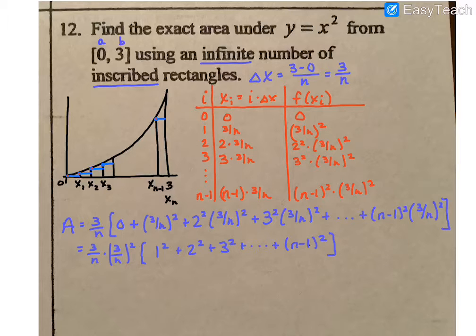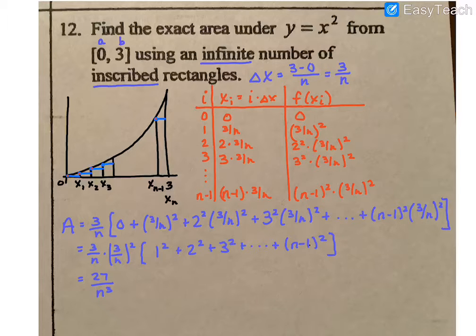Okay, continuing along, one thing I'd like to do is 3 over n times 3 over n quantity squared. I'm going to clean that up. It's going to be 3 times 9, so 27 over n to the third.